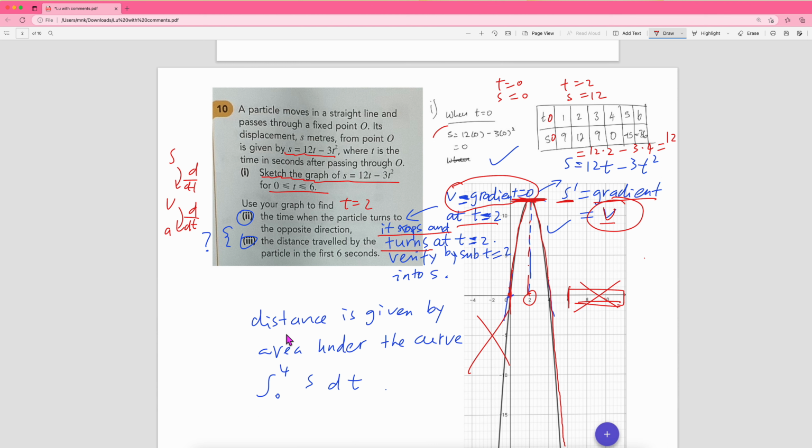To find distance of a particle, you just need to know how many times it stops. Because only when it stops, it turns direction. If it doesn't stop, you continue the direction. So therefore, t equals 0, s equals 0, right? So that means you start from here. Then t equals 2 is here, right? S equals 12, right? So that means you will go to here.